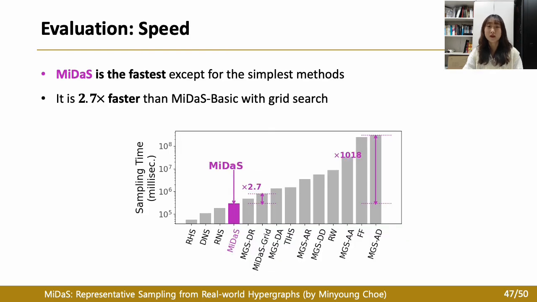Midas is the fastest except for the simplest methods. Notably, it is 2.7 times faster than Midas-Basic with grid search, and orders of magnitude faster than most versions of metropolis graph sampling.